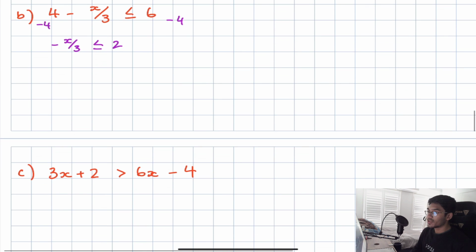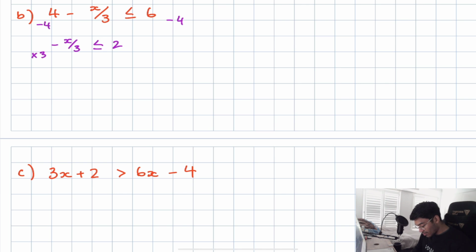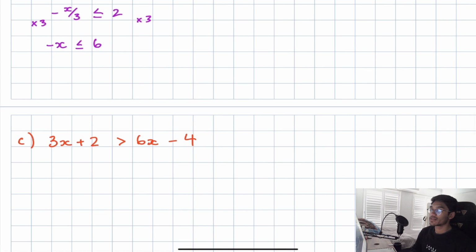Now, I have negative x on 3 is less than or equal to 2. I'm going to get rid of that divided by 3, so I'm going to times both sides by 3. And left with negative x is less than or equal to 2 times 3, which is 6. Now, I want to get x as a positive. So what I do is I times both sides by -1, because I have a negative there. I want to get rid of that. So times both sides by -1.